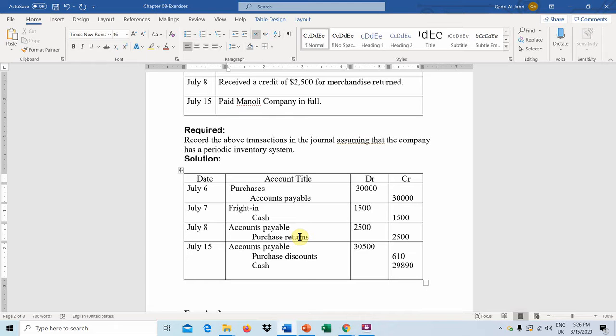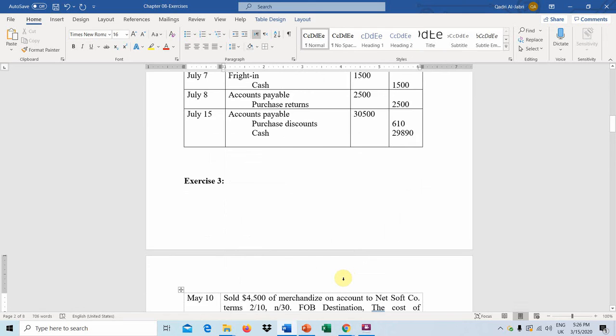Now, by the end of the year, these accounts, purchases, purchase discounts, and purchase returns, will be closed, to get the figures that we talked about, the ending inventory and the cost of goods sold. We will talk about this later when we talk about the cost flow methods. So now this is how to account for purchases of inventory under periodic and perpetual.